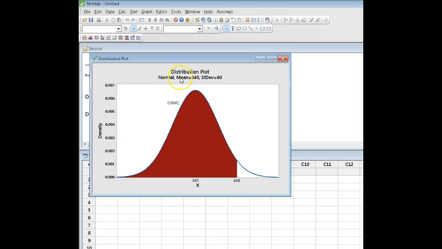Notice up here, I'm told that this is a distribution whose mean is 540 and whose standard deviation is 60, and this 648 is their actual score. In using this method, I am not converting anything to a Z-score. Minitab is doing all of that in the background. What we have to realize is that in order for Minitab to do this calculation, it is calculating the Z-score, accessing a database, and finding the area under the curve. This way, of course, is a lot faster.